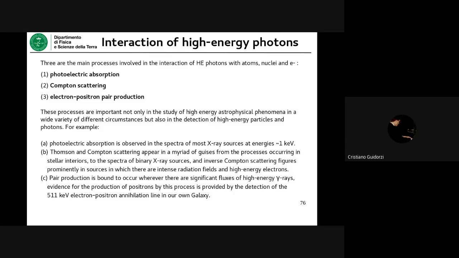The Compton process, as we will see today, is the process through which electrons can gain energy at the expense of photons. So photons lose some energy, and this energy is gained by electrons. There's also an inverse process, which is called inverse Compton. It's also very, very important in astrophysics.